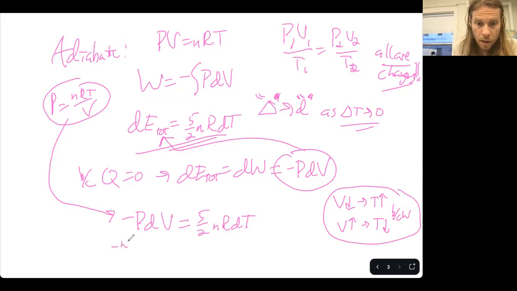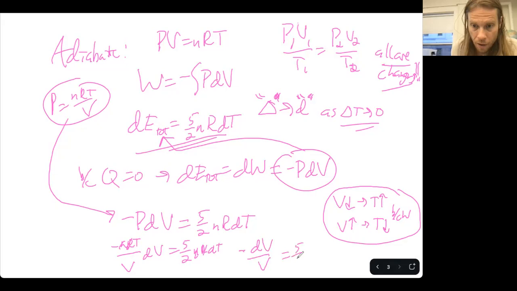So we have negative nRT over V dV equals 5 halves nR dT. Notice the n and the R cancel. And if I move this T over, I get negative dV over V equals 5 halves dT over T. And now I can integrate both sides. Boom, I got it. So good.